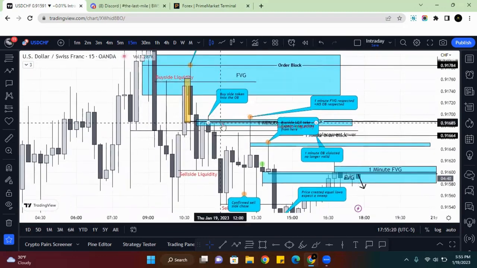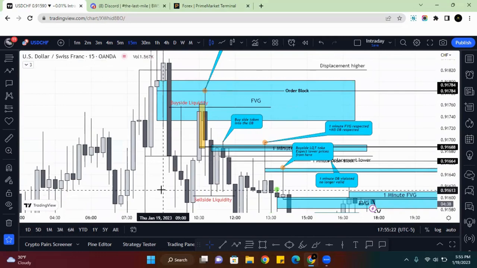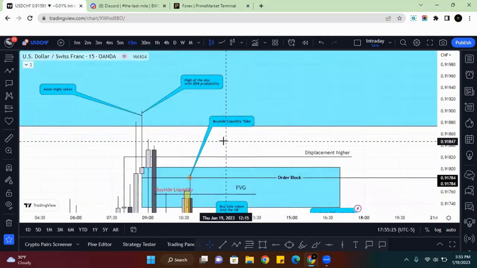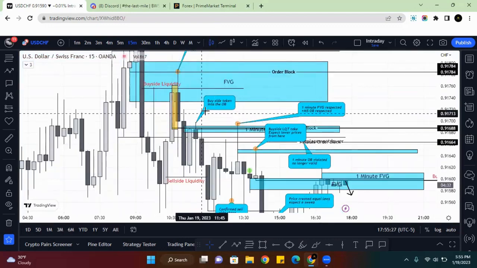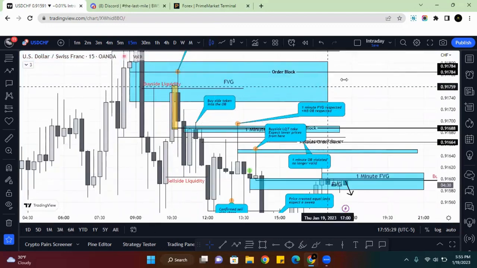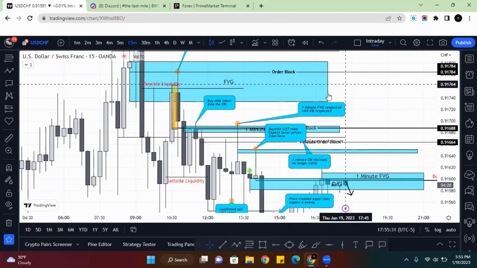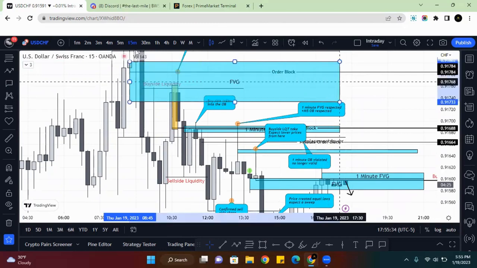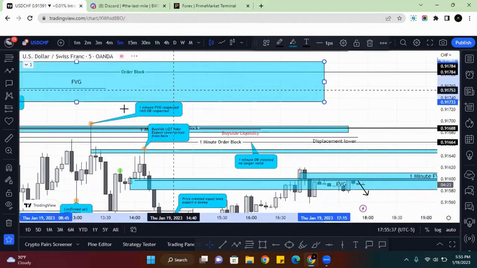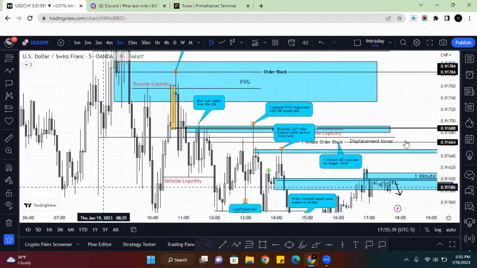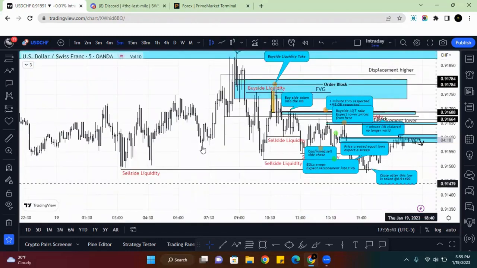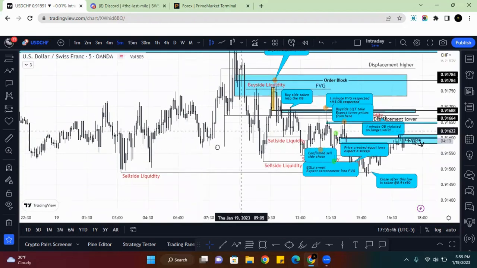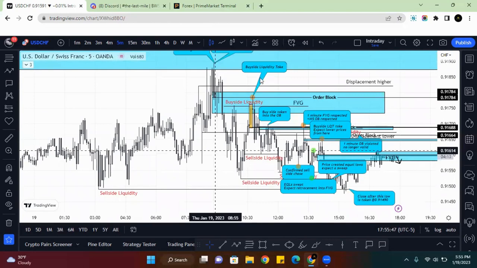Obviously, all of this wasn't here before. As price happened and as I saw things happen, I marked up: boom, this happened. What to expect next? A sell off. The context is the daily fair value, the daily draw on liquidity, and the 5-minute fair value gap that was responsible for the sell side liquidity take right here.